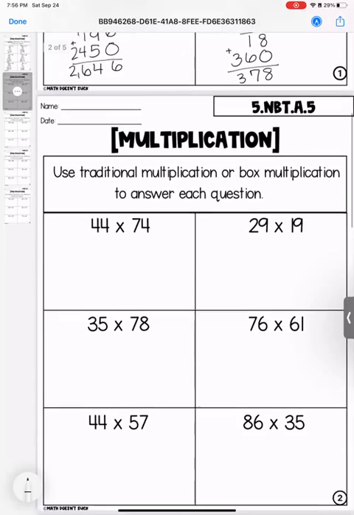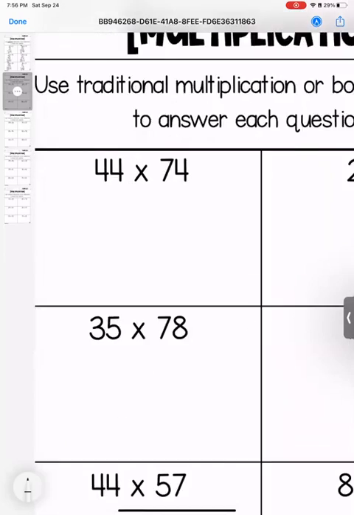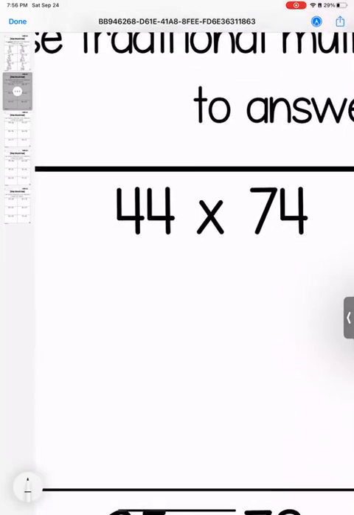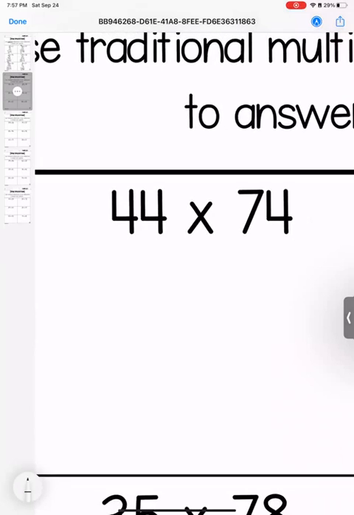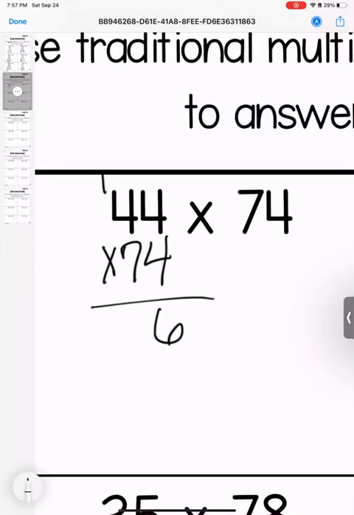Moving on to page number 2, starting at question number 1. 44 times 74. We stack. We multiply, starting at the ones place. 4 times 4 is 16. Add 1 is 17. Place saving 0.